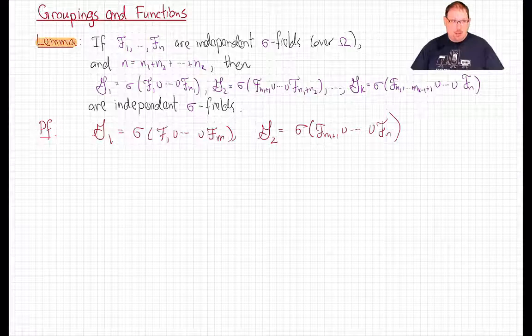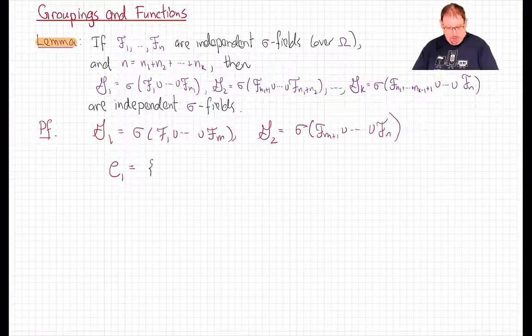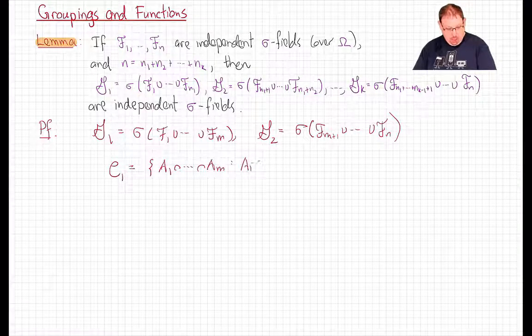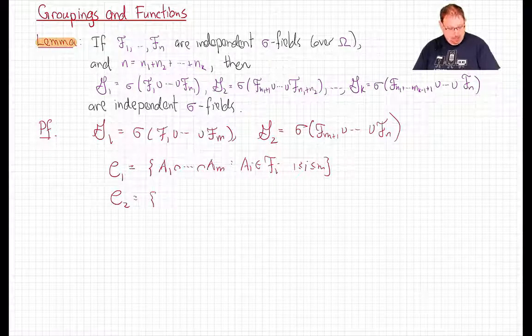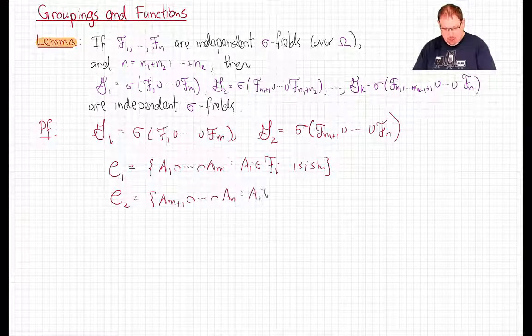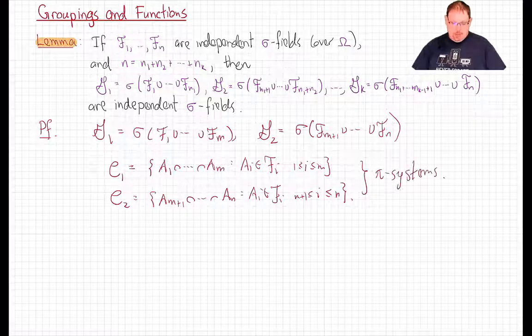And to do that, well, a pi system is something that's closed under finite intersection, so we just close it under finite intersection. We'll let C1 be the set of all intersections of the form A1 intersect up to Am, where each Ai is taken from one of the appropriate Fi between 1 and m. And similarly, C2 will be the set of all things of the form Am+1 intersected up to An, where each Ai is taken from the appropriate sigma fields. Those are pi systems by construction. They are evidently closed under finite intersection.